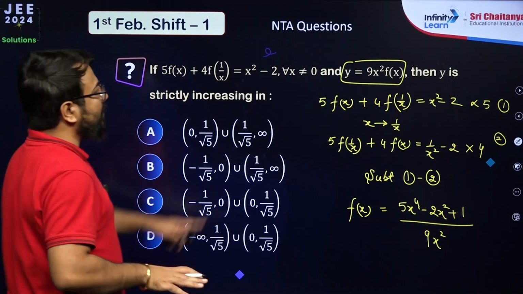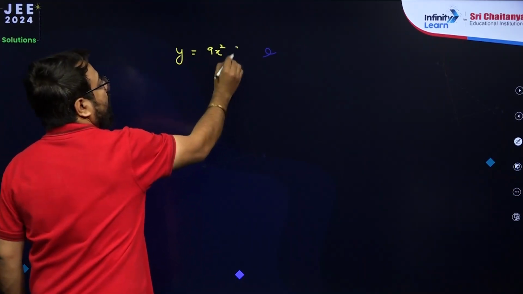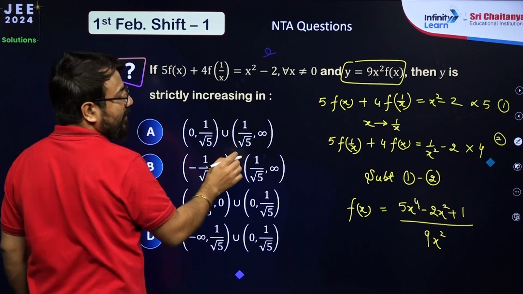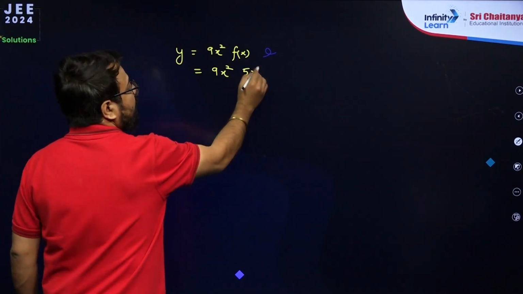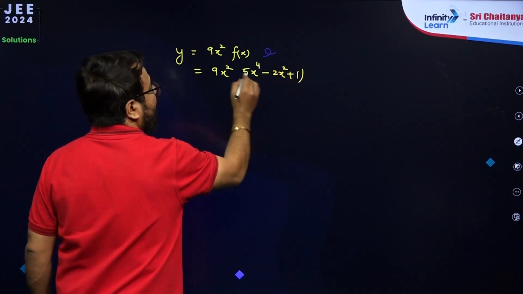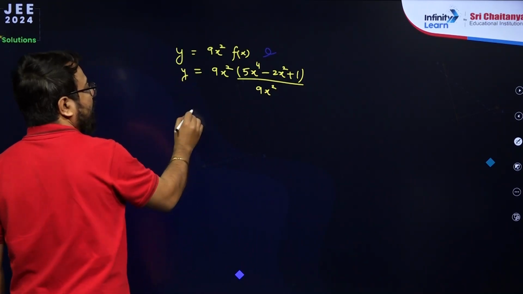Now they have told that the value of y is 9x^2 into f(x). So I just need to keep the value of f(x) that I got previously, that is (5x^4 minus 2x^2 plus 1) divided by 9x^2. So we are only left with this y.